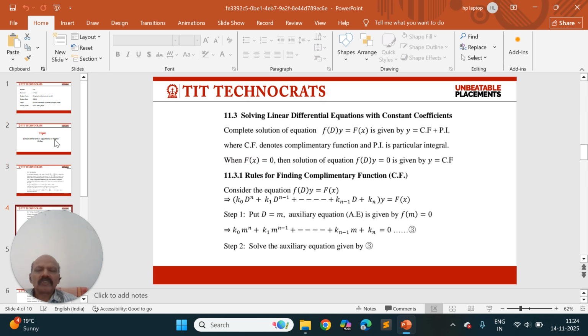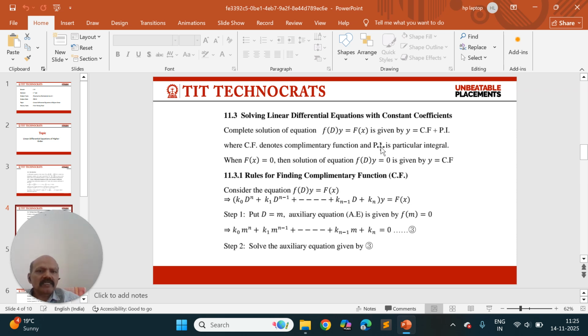You see what is the procedure. Now solving linear differential equation with constant coefficient will require two parts. One is CF, another is PI. What is CF? CF is nothing but when the right hand side of the differential equation is equated to 0, we get a general solution, and that solution is known as CF. And there is another solution, particular integral.